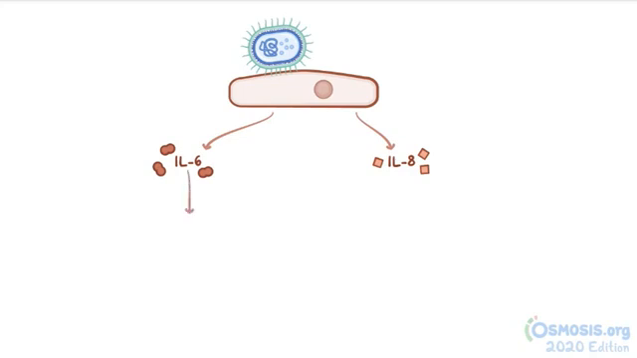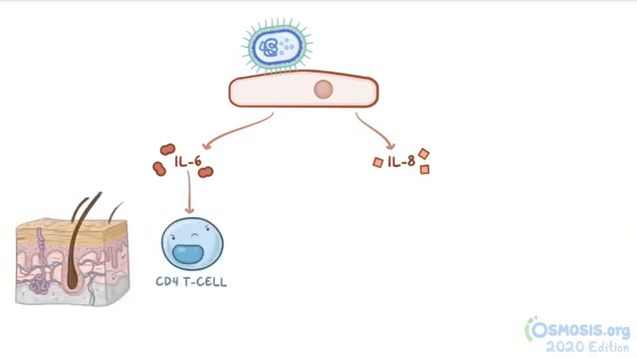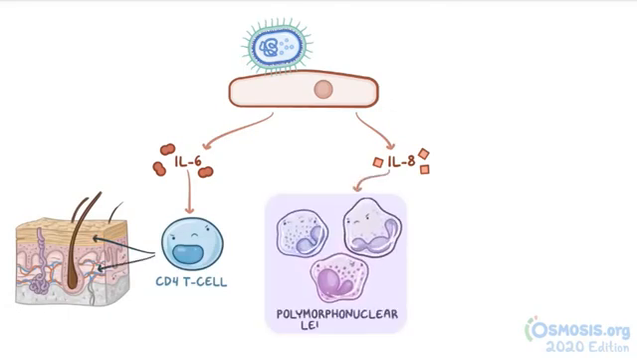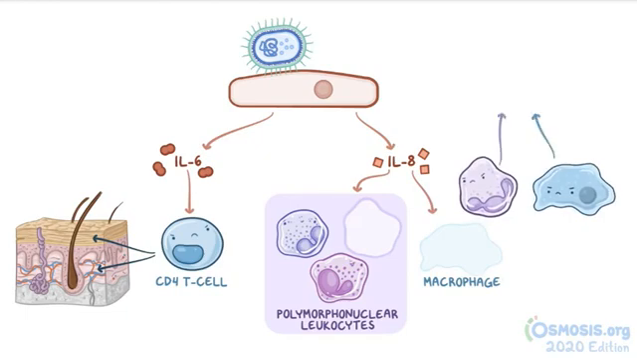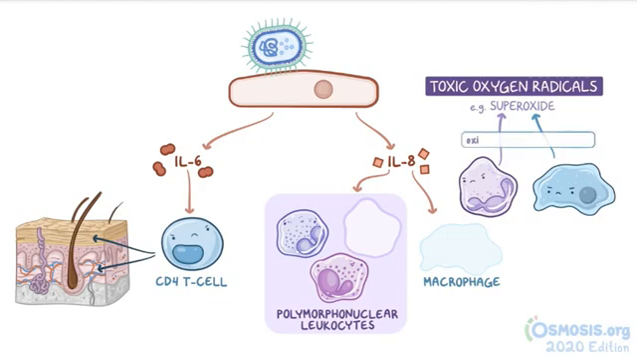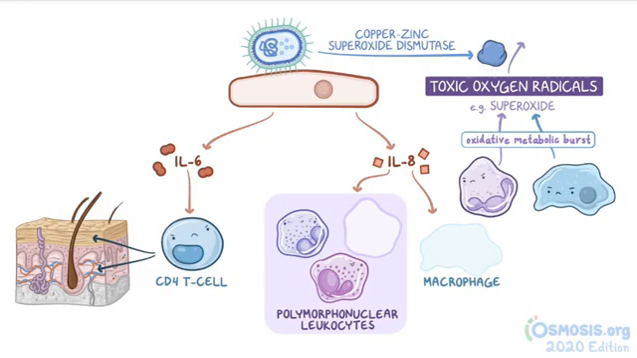Specifically, IL-6 makes CD4 T cells accumulate in the epidermis and dermis, while IL-8 leads to accumulation of polymorphonuclear leukocytes and macrophages. Now, neutrophils and macrophages try to kill invading bacteria by generating a bunch of toxic oxygen radicals, such as superoxide, which results from oxidative metabolic bursts. Unfortunately, Haemophilus ducreyi produces an enzyme called copper-zinc superoxide dismutase, which converts superoxide radicals to oxygen and hydrogen peroxide, so it survives the attack.